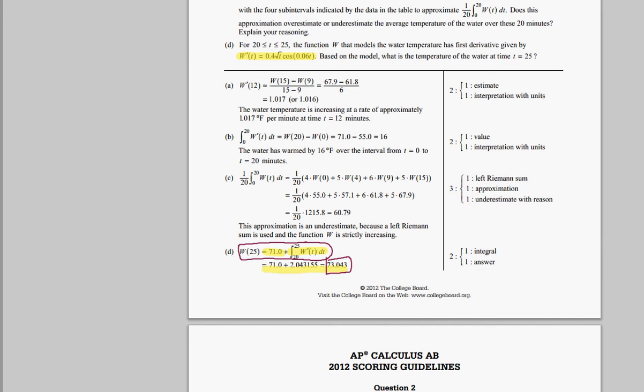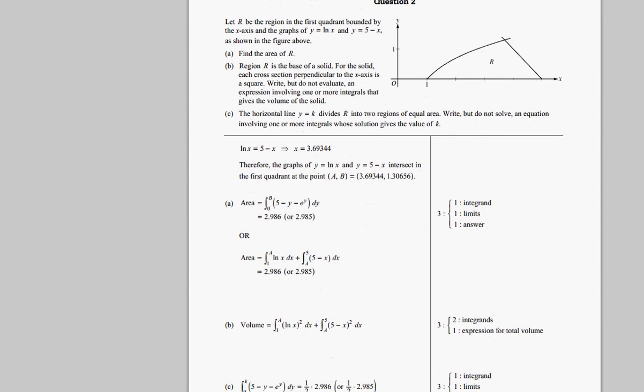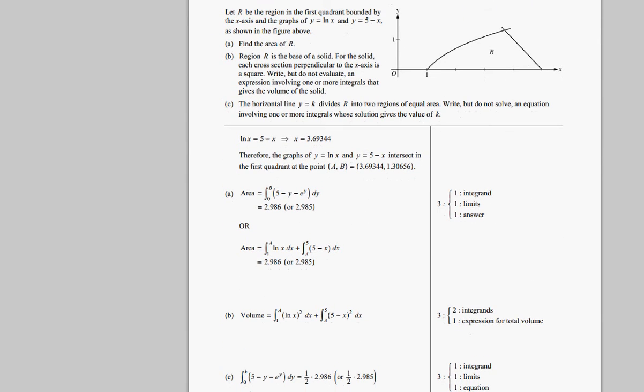Let's look now at question number 2, which is a tad bit different. Actually a lot different. This is going to be a rotation question and a volumes question. Those typically always will show up on the AP test. Okay? It gives you the region of R. It's the natural log function and 5 minus x. You are asked to find the area of R.